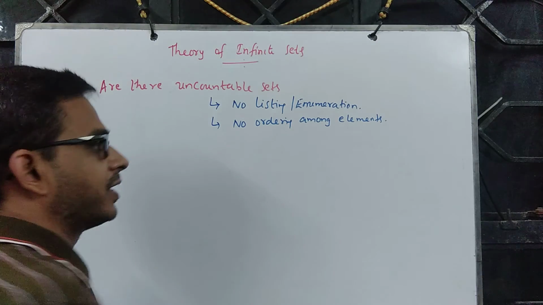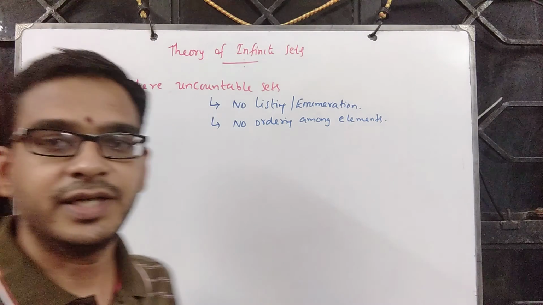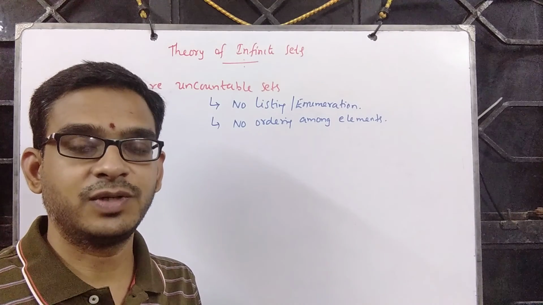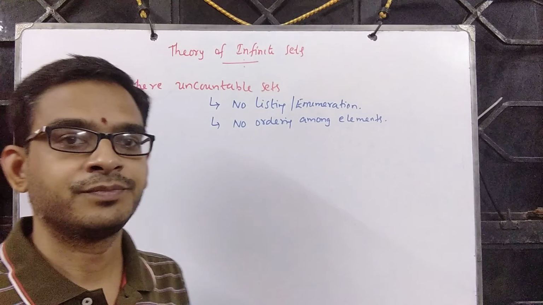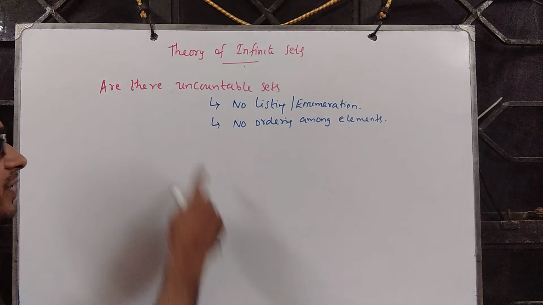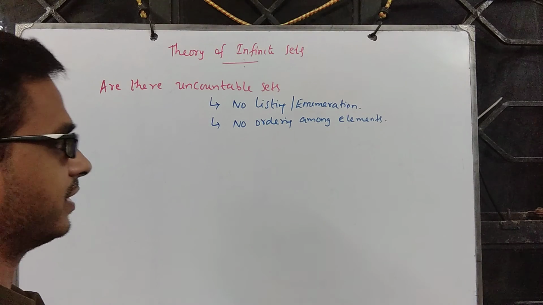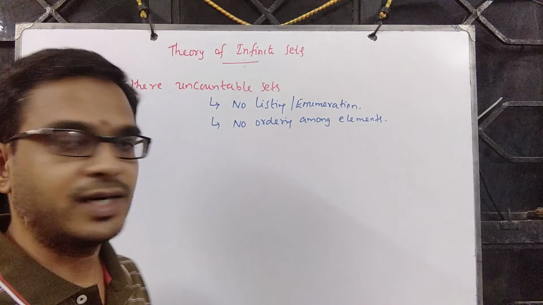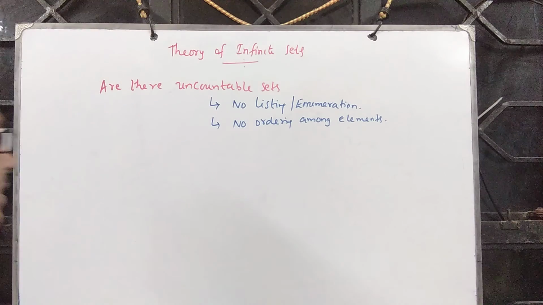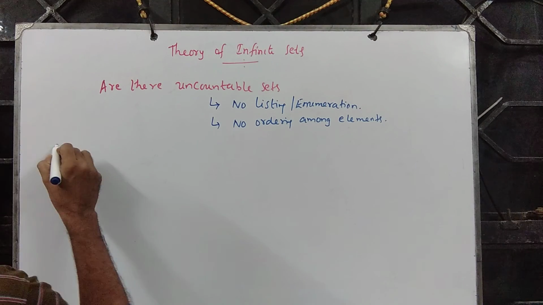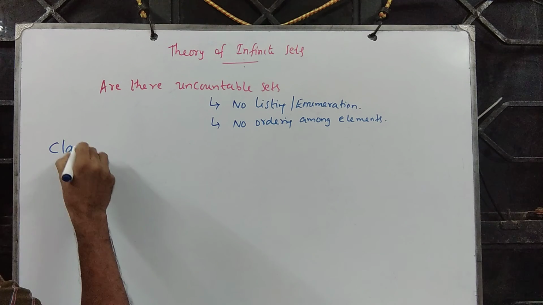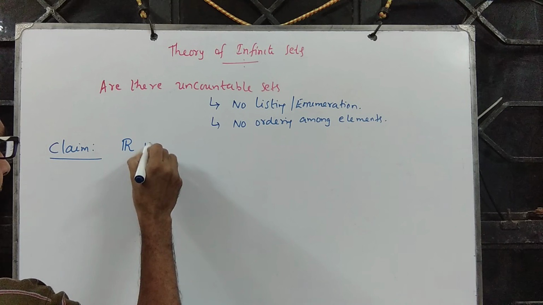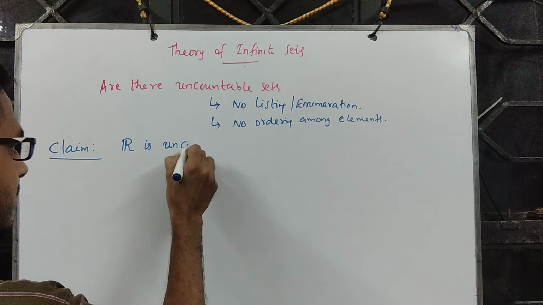Whereas if you look at N or I or N cross N, we were able to say here is the first element, here is the second element, and so on. We were able to come up with an ordering. Such an ordering is not possible for uncountable sets. Now the interesting part is, are there uncountable sets? The answer is yes. So we now prove that the set of real numbers is uncountable.